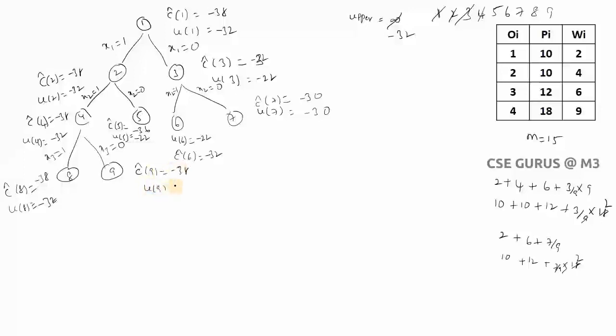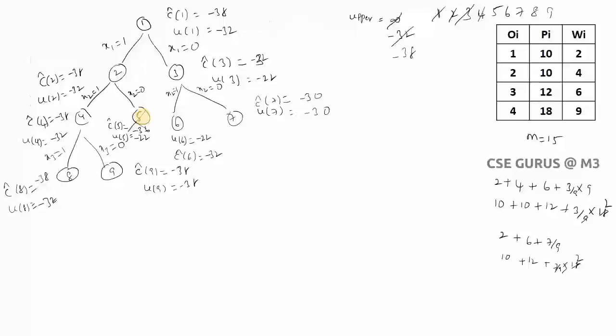U of 9 is also minus 38. Now if I consider minus 32, minus 38, which is the minimum, minus 38. If you observe with minus 32, now it will be updated. So now after updating, what is the next E node? 5. If you take 5, what is the c cap value? Minus 36. Minus 36 is greater than minus 38. Yes, true. That's why kill this node.